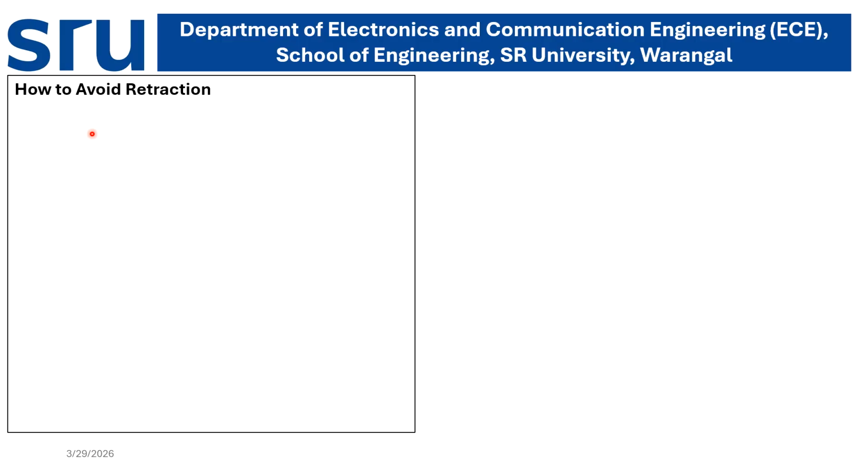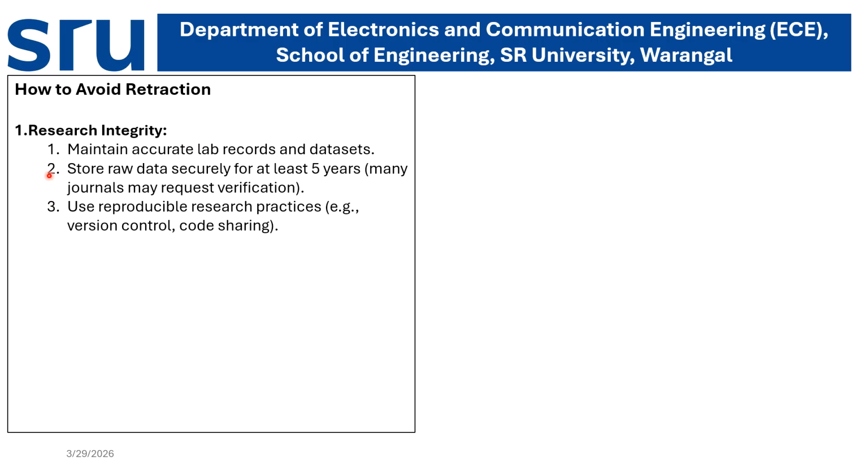This is an important slide, right? How to avoid retraction. Research integrity. Maintain accurate lab records and data sets. Store raw data securely for at least 5 years. Many journals may request verification. Use reproducible research practices, for example, version control and code sharing.